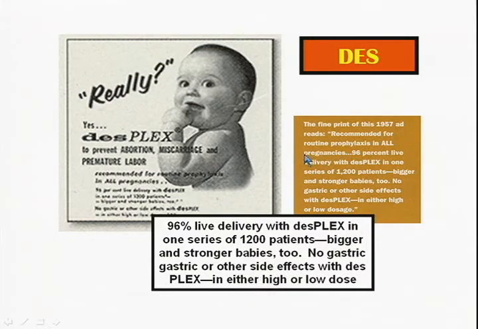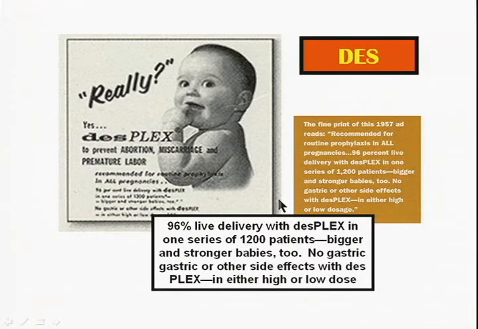This is an advertisement from an OBGYN journal about 50 years ago. And it's quite remarkable in how it is promoting the use of DES. This is what it says. It's hard to read. 96% live delivery with DES in one series of 1,200 patients. Bigger and stronger babies too. What's the message? You want to have a strong, big baby? Why, take DES. Can you believe this? This was in 1957. And now we realize this was crazy. We should never have done this.